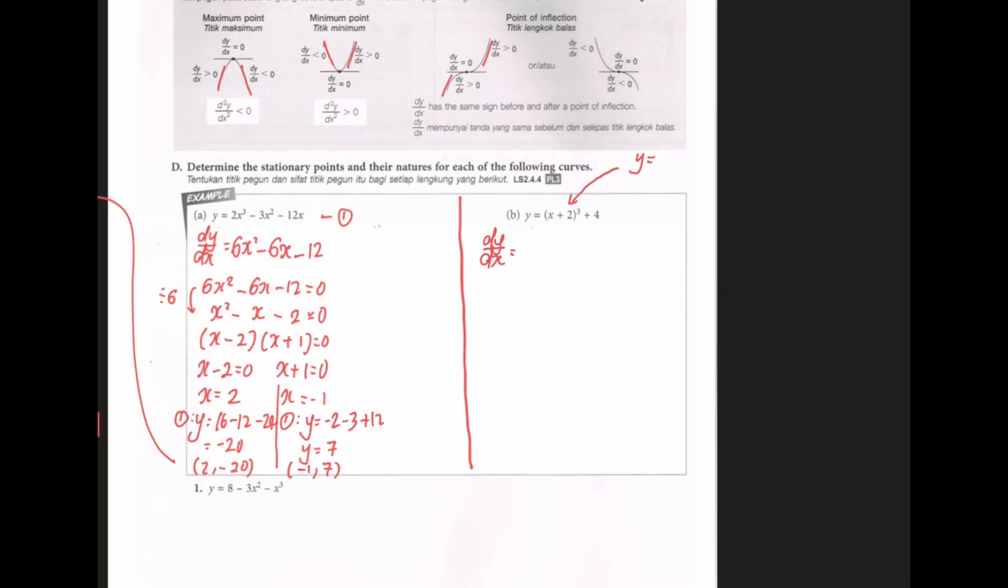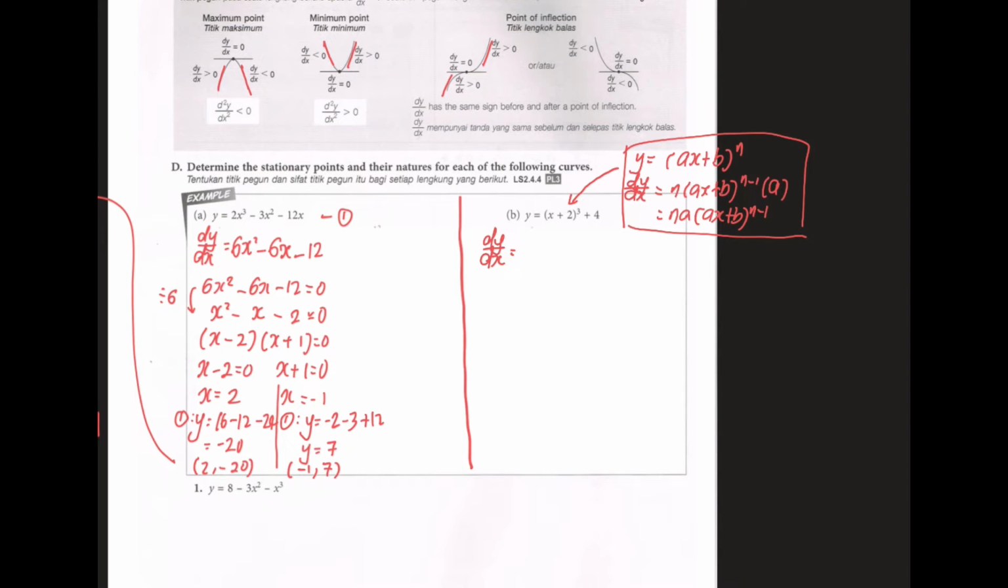Let me write the formula here. If you have a bracket (ax plus b) with power n, the differentiation is n times (ax plus b), the power n moves in front, and then the power becomes n minus 1. Then you still need to differentiate everything in the bracket. ax becomes a, b becomes 0, so at the end only a remains. Then you will get n a (ax plus b) to the power n minus 1. So we have to use this formula to differentiate the bracket.